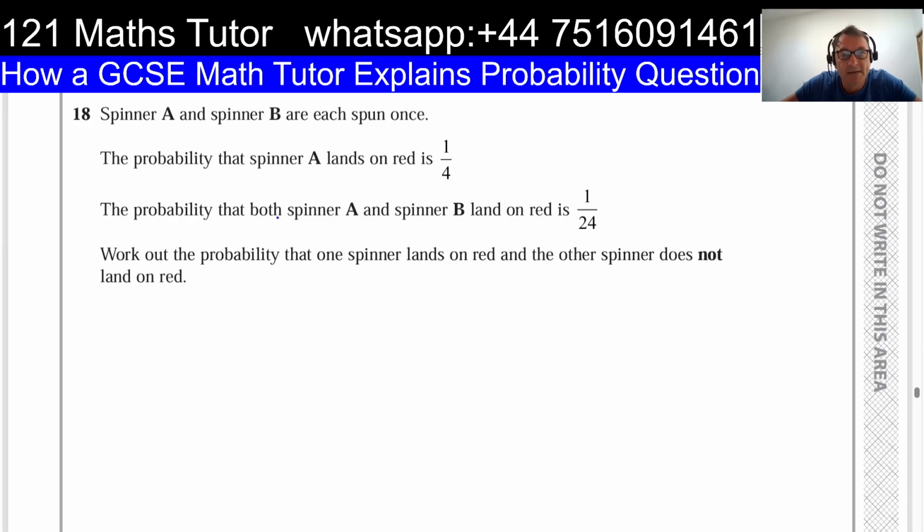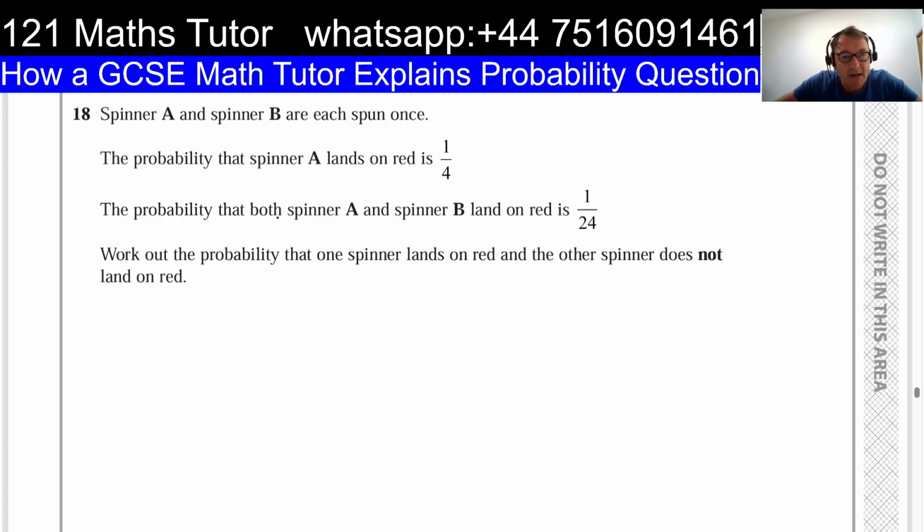This is a probability question from a real GCSE maths exam in the UK. You will always get a question like this. Doesn't matter if you're taking an Edexcel, OCR board exam. Let's solve it together and learn how to deal with it.